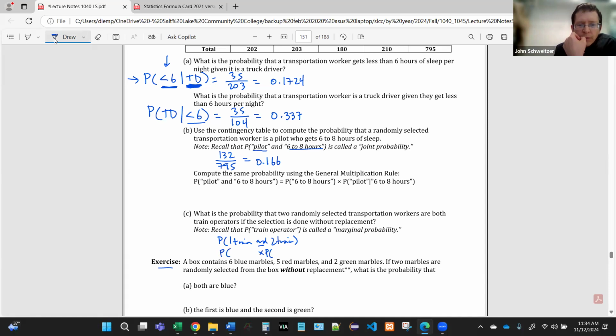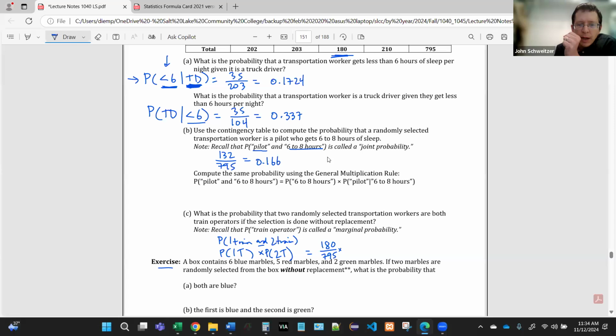It's going to be the probability the first is a train operator times the probability the second is a train operator. But if the first one that we select is a train operator, that's going to change the probability that the second one is also a train operator. So we have to be careful with that second part. The probability the first one is a train operator: how many train operators do we have? There's 180 train operators, so there's 180 ways of choosing one out of the 795 in the study.